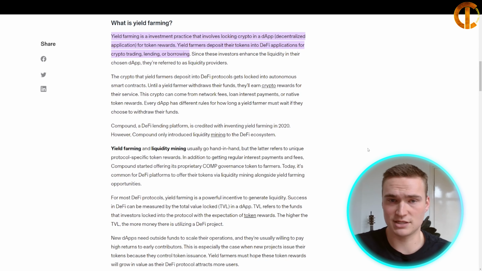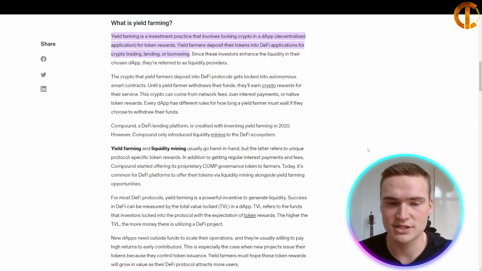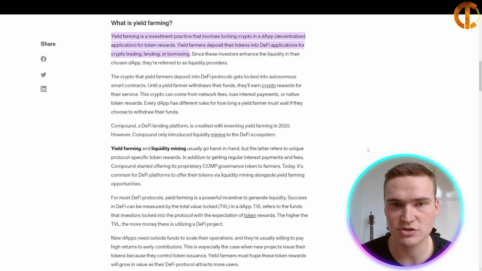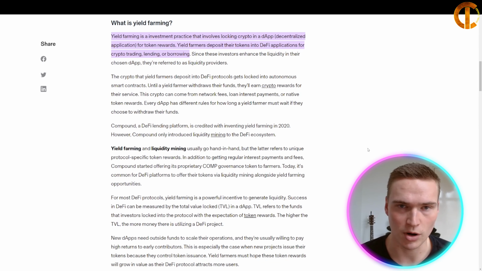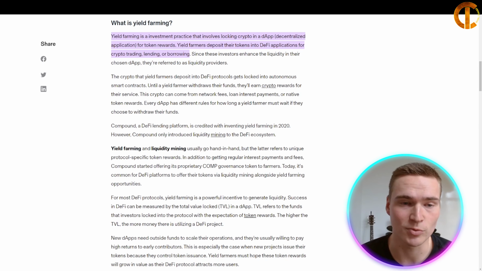And basically what happens is the crypto that you deposit, the crypto that you invest, gets locked up until a yield farmer withdraws their funds. Then they'll earn crypto rewards for their service, for providing liquidity. And this crypto can come from network fees, loan interest payments, or native token rewards. It can be different types of rewards, and every decentralized application has different rules on how this works, what type of reward you get, but also how much you will be rewarded.